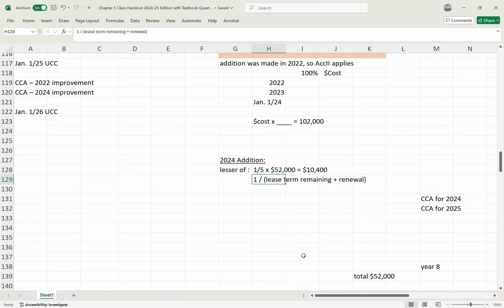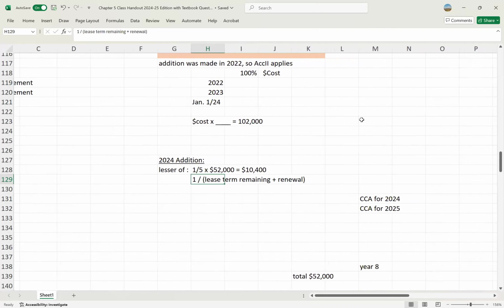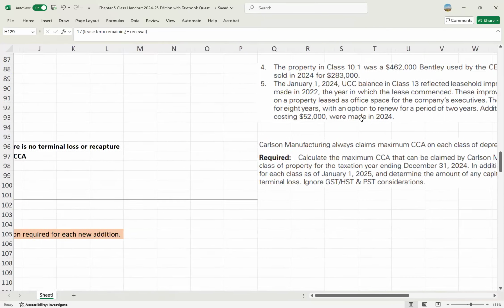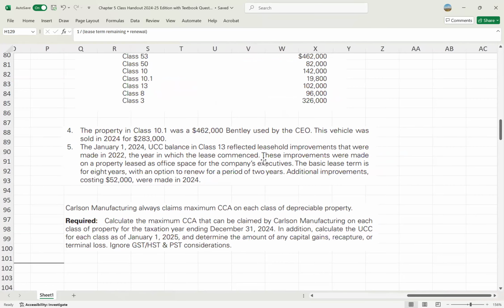The lease term remaining, we've got to go back to the details of the lease. So we go back to the question. The lease was started in 2022. At that time, there were 8 years and an option to renew for 2 years. We are now in 2024. So in 2024, how many years are remaining? It started at 8. 2 years have passed. We are now down to 6. But we also have to add the first renewal option, which is 2 years. So 6 plus 2 is 8.